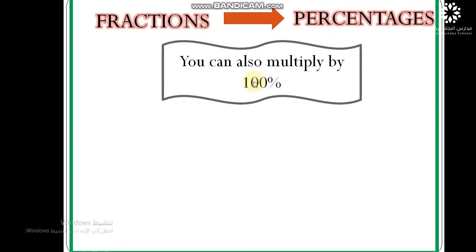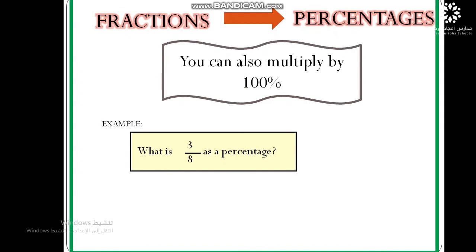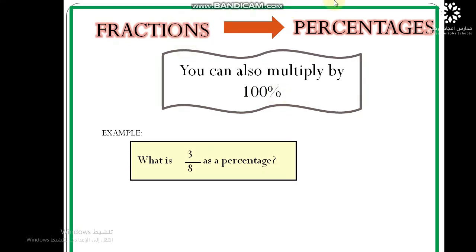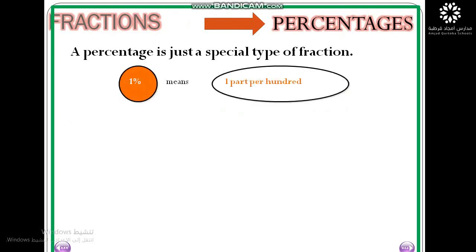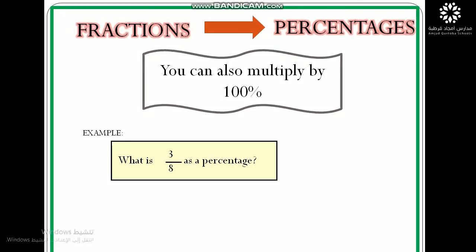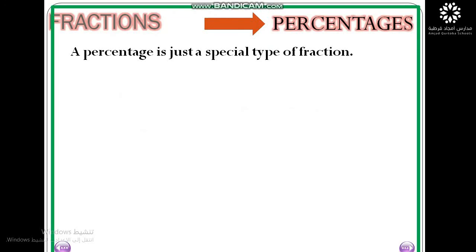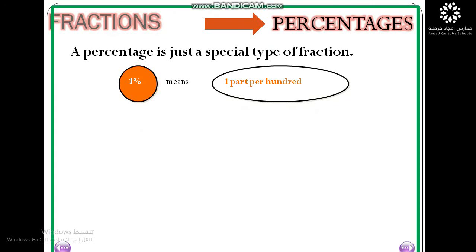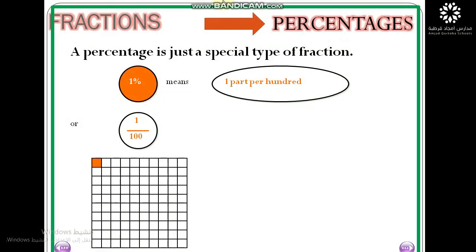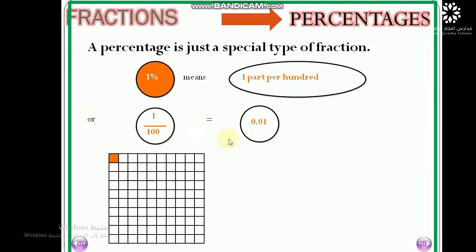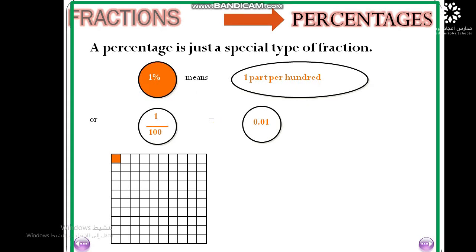You can also multiply by 100%. What is 3 over 8 as a percentage? You can do it. A percentage is just a special type of fraction. 1% means 1 part of 100. You see it? You can also write it as decimal. 1 over 100 equal 0.01.